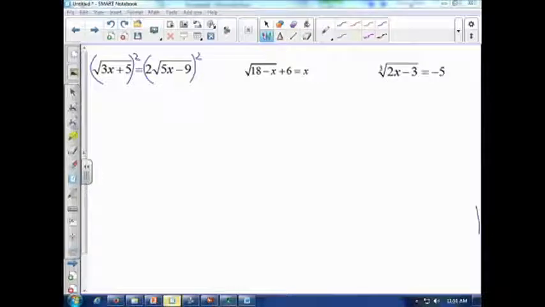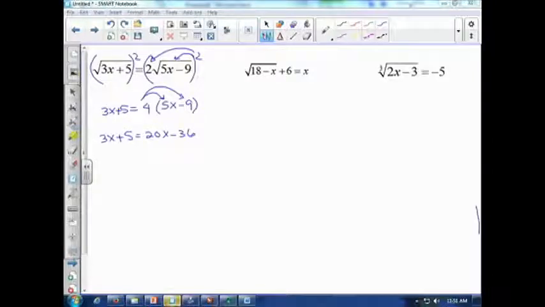So when you square a radical, you just get what's under the radical. When you square this side, you're going to distribute this power because you're squaring a product, multiplication, 2 times the square root. You're going to square the 2, you get a 4, and then what's under the radical is 5x minus 9. Now, to solve this equation, you've got to distribute: 3x plus 5 equals 20x minus 36.